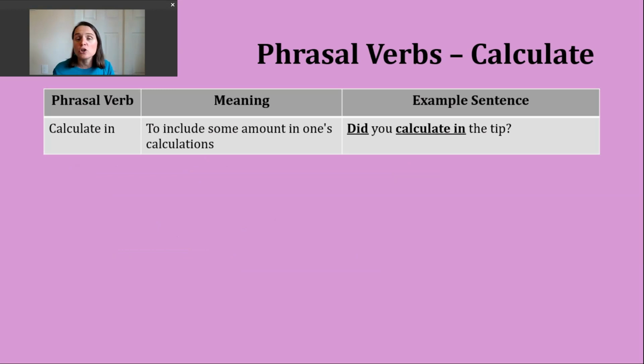An example of this could be, did you calculate in the tip? So imagine being at a restaurant with some friends. You're going to split the bill. So one person looks at it and says, okay, everyone throw in $10, right? And we'll put that together to pay the bill. Well, someone might ask, did you calculate in the tip? Did you include that? Or do I need to provide a tip for our server?